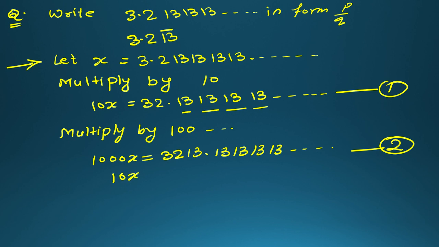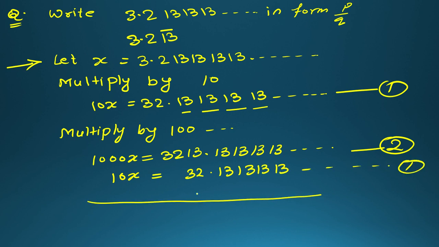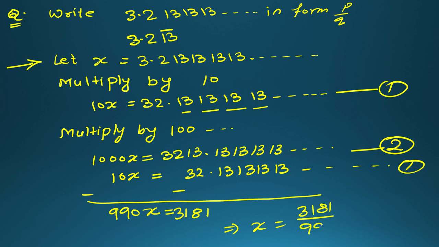So it will be 10x is equal to 32.13131313 and so on. This is equation number 1. Now as usual subtract. So 1000x minus 10x is 990x, equal to 3213 minus 32. So it will be 3 minus 2, 1; 11 minus 3, 8; 1; 3. So x is equal to 3181 over 990.